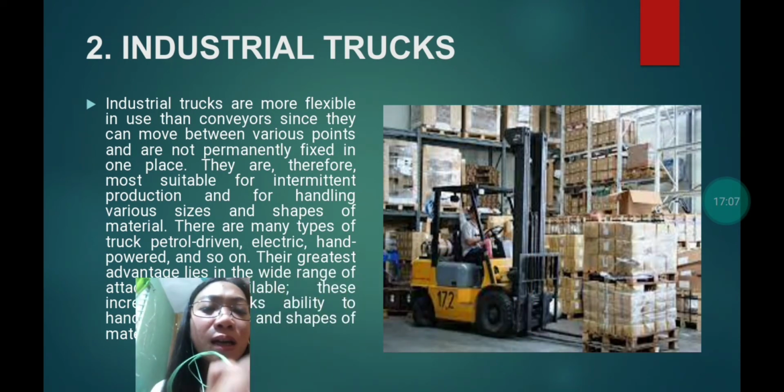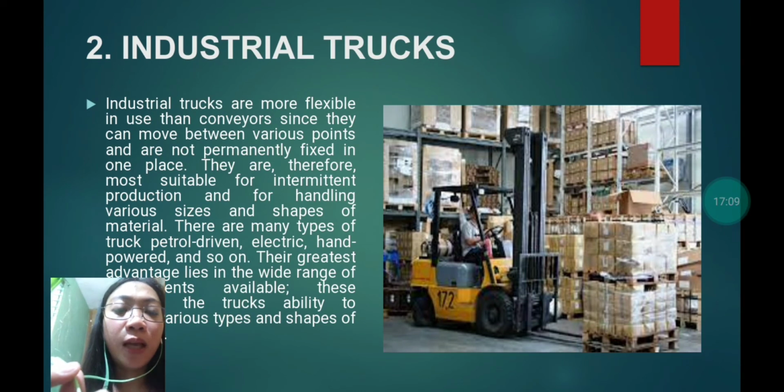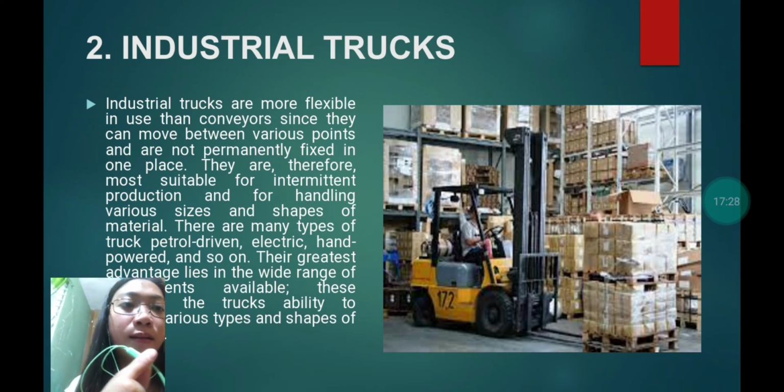Okay, so this is different from the prior one, which is conveyors. Because conveyors stay in one place, in a particular place. It cannot be moved elsewhere, because it really has a particular place. Compared to industrial trucks, they can go anywhere. Then, they can move.